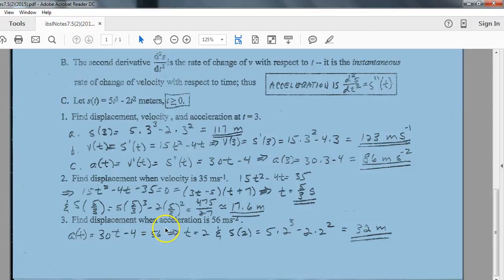So last one here, similar idea, but now we're starting with acceleration. So this one would tell me to get the second derivative of displacement, which is acceleration. So if you look at this one right here, I'm going to set this acceleration equal to 56 and solve for time. So here we are setting that equal to 56. That tells you that time was 2 seconds. Since this one is asking for displacement, I'm going to take that value of 2 and plug it into my position function to figure out the distance traveled or displacement at 2 seconds. And so that's where we get that 32 meters from.